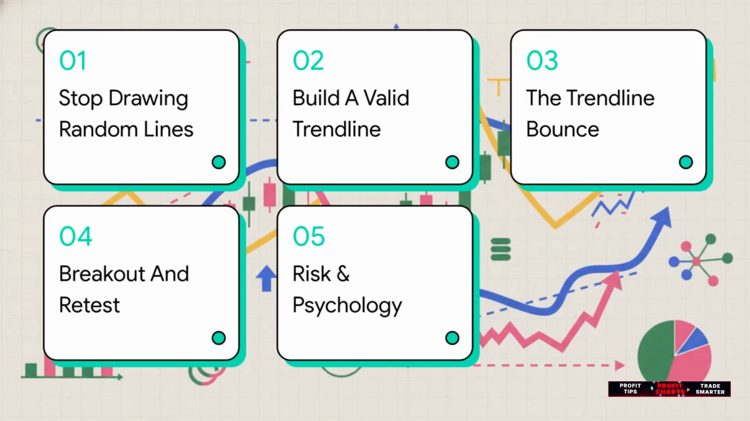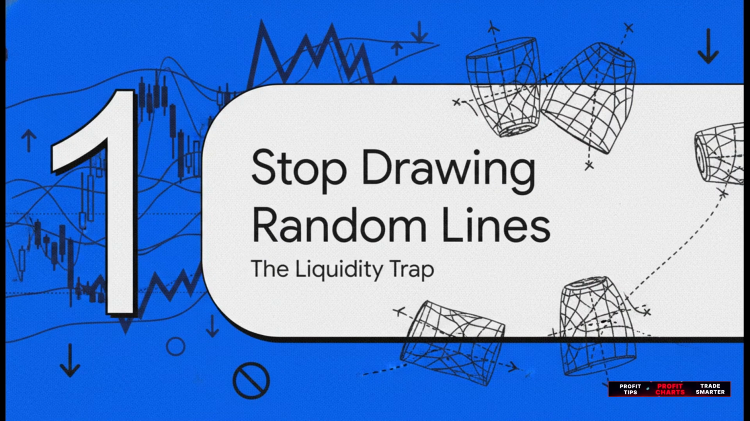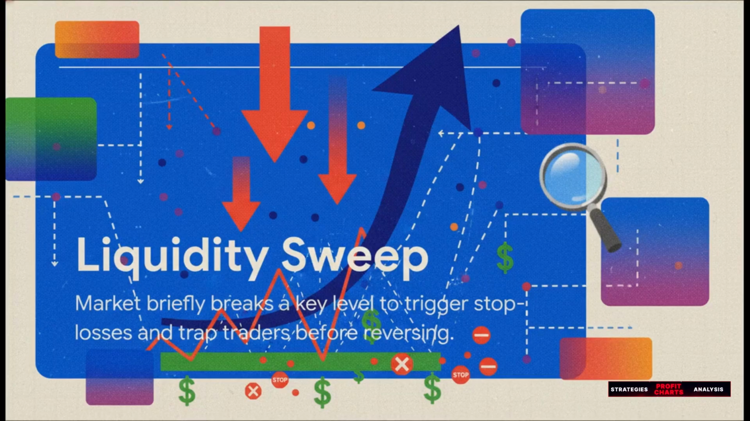Okay, here is our playbook for today. We're going to start by unpacking the liquidity trap, then look at how to construct a valid trend line, break down the tactical execution for bounces and breakouts, and finally, wrap up with the risk and psychology you need to actually keep your profits. Let's kick things off with Section 1, Stop Drawing Random Lines, also known as the liquidity trap. So the crucial thing to understand is that trend lines frequently act as inducement areas.